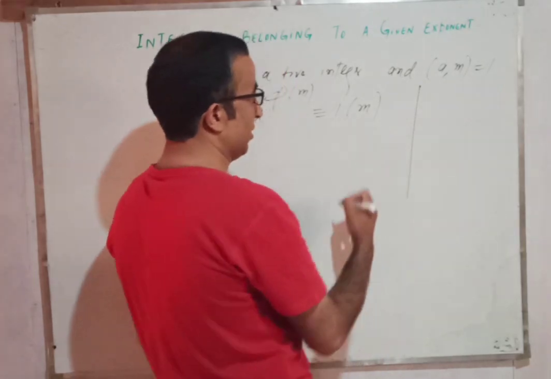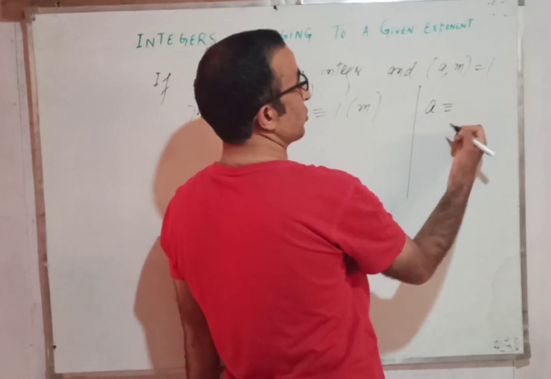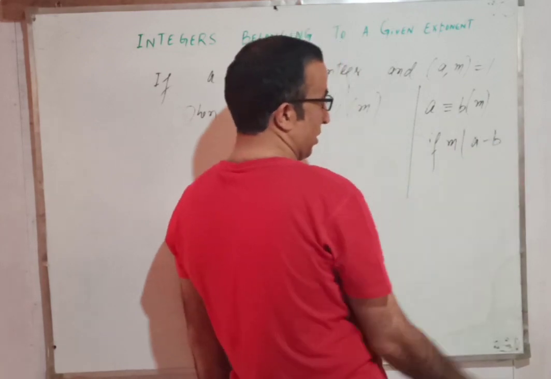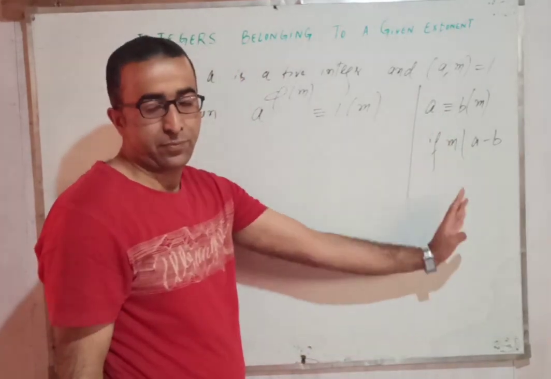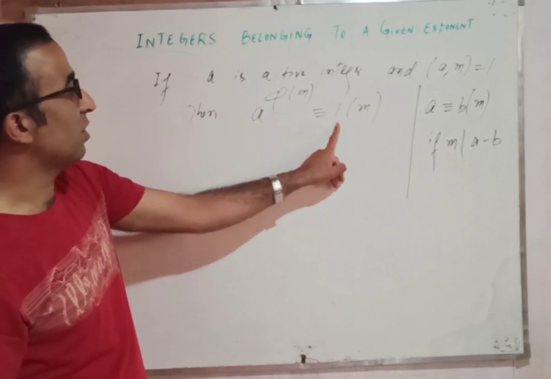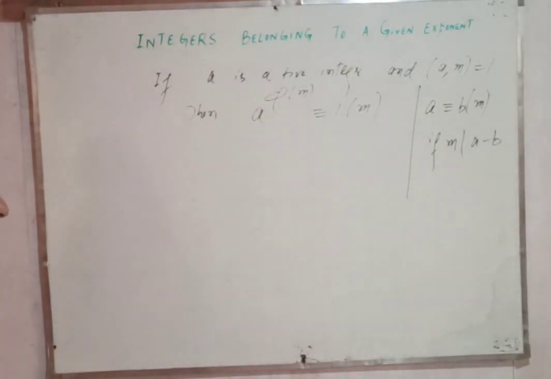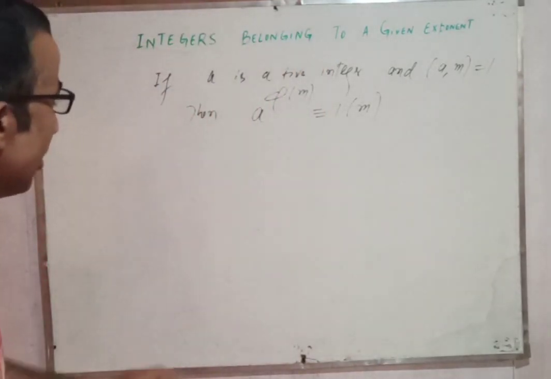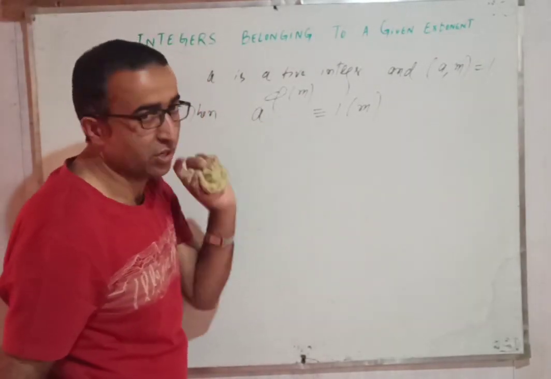I hope you have knowledge of this congruence. We say some integer a is congruent to some other integer b modulo m if m divides a minus b. You might know this congruence and all its properties. Now what Euler's theorem says is that a to the power phi of m is congruent to 1 mod m, provided a and m are relatively prime. So this theorem guarantees the existence of an integer, here phi of m, such that a to the power phi of m is congruent to 1 mod m.